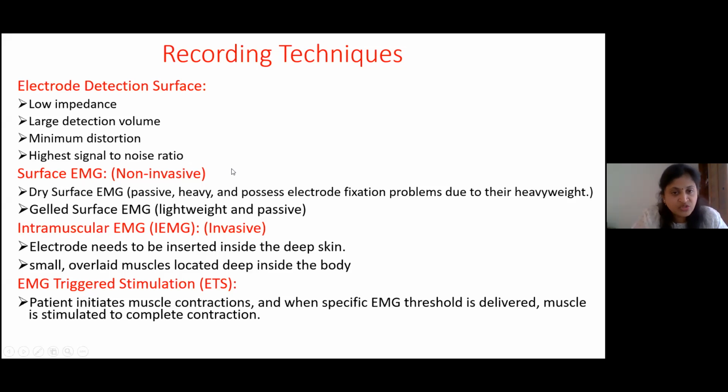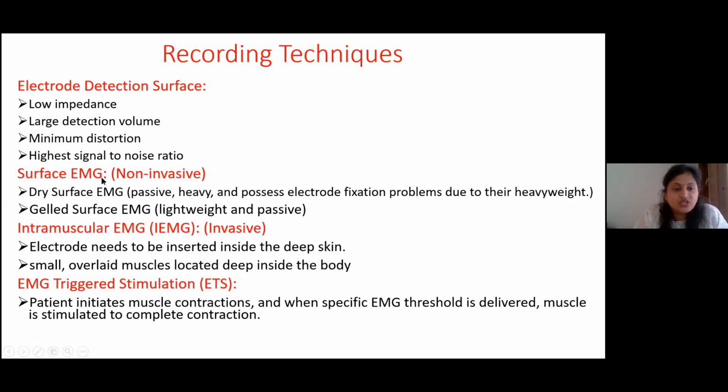First is the surface EMG, which is non-invasive. It means you are placing the electrode on the surface of the muscle. We are not pricking inside the body. Surface EMG is very beneficial if you want to capture signals from peripheral, outside muscles, and it is very easy to get consent from the patients. That's why surface EMG is important. Otherwise, patients generally don't agree to intramuscular EMG, which is the invasive technology.